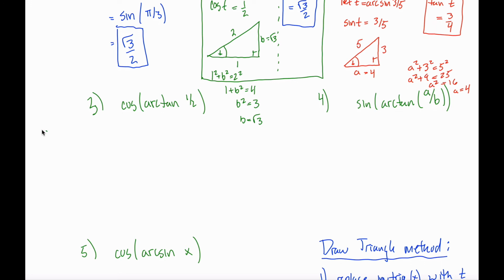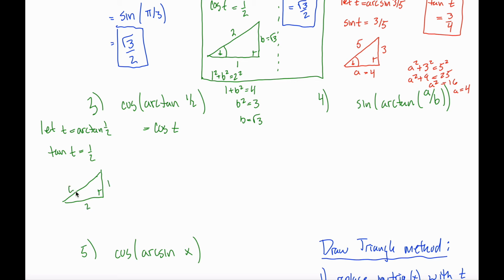First step, let's let t be equal to the arctangent of 1/2. If you let t be equal to the arctangent of 1/2, then this question is really just asking me, what is the cosine of t? More on that later. If t is the arctangent of 1/2, then the tangent of t is equal to 1/2. If the tangent of t equals 1/2, I can draw a right triangle. Tangent is opposite over adjacent, so this is 1 and this is 2.